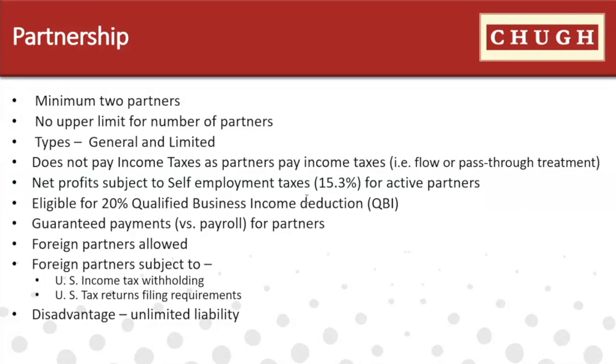But if a foreign partner is a partner in a US partnership, then the partnership is required to withhold the income taxes because, as I mentioned earlier, the partnership does not pay the tax, the partners pay the tax. Let's say there is an ABC partnership, and partner A and partner B are US residents and partner C is a foreign resident. On the profit the partnership makes, A and B pay the taxes here in the US.